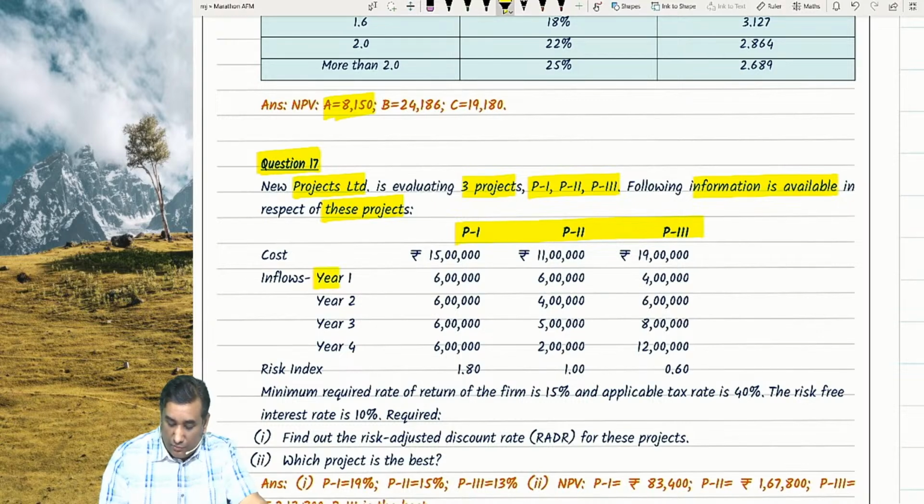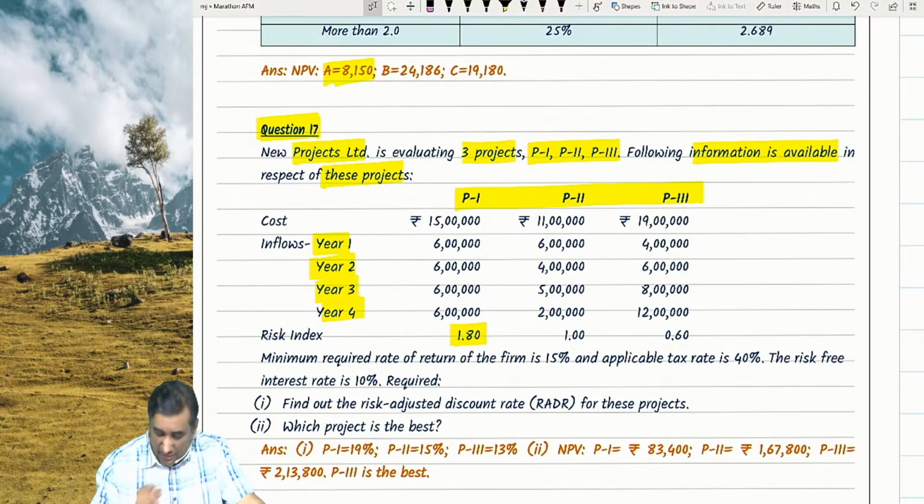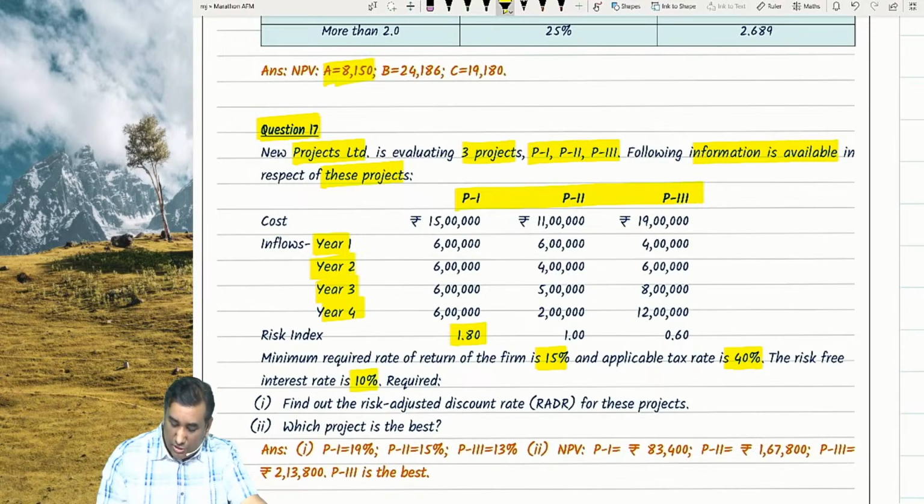Cost involved, inflows year 1, year 2, year 3, year 4. Risk index. So what is risk index? It's a riskiness parameter. You can assume it as good as a beta, for example. Minimum required return 15, applicable tax rate 40, RF 10. So this will be exactly RF plus risk index into 15 minus 10 percentage. Required risk adjusted discount rates.